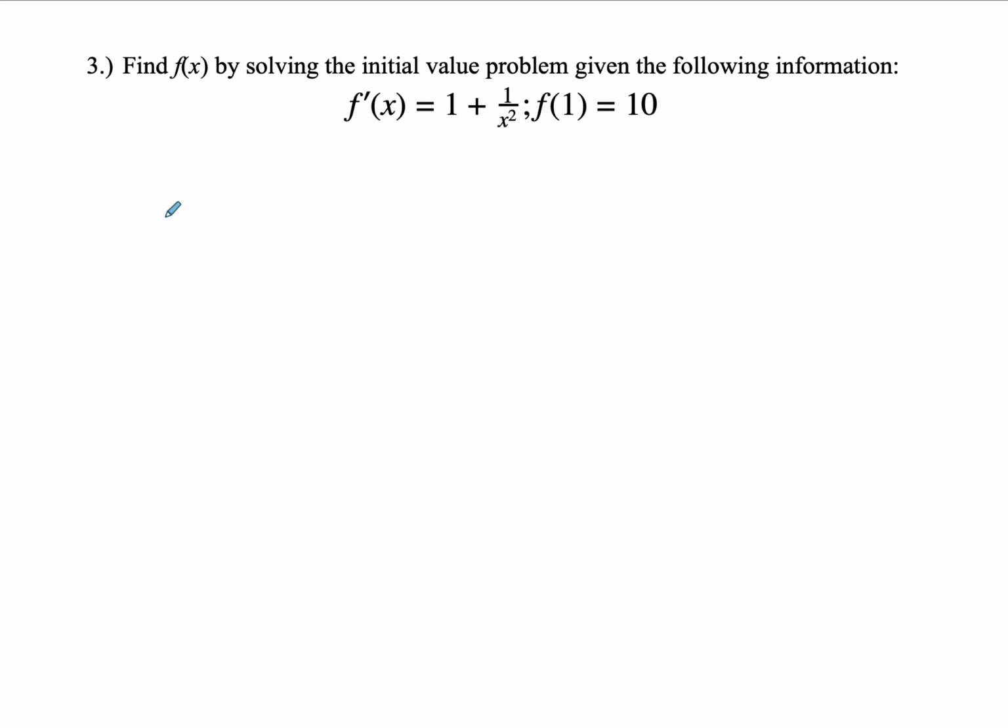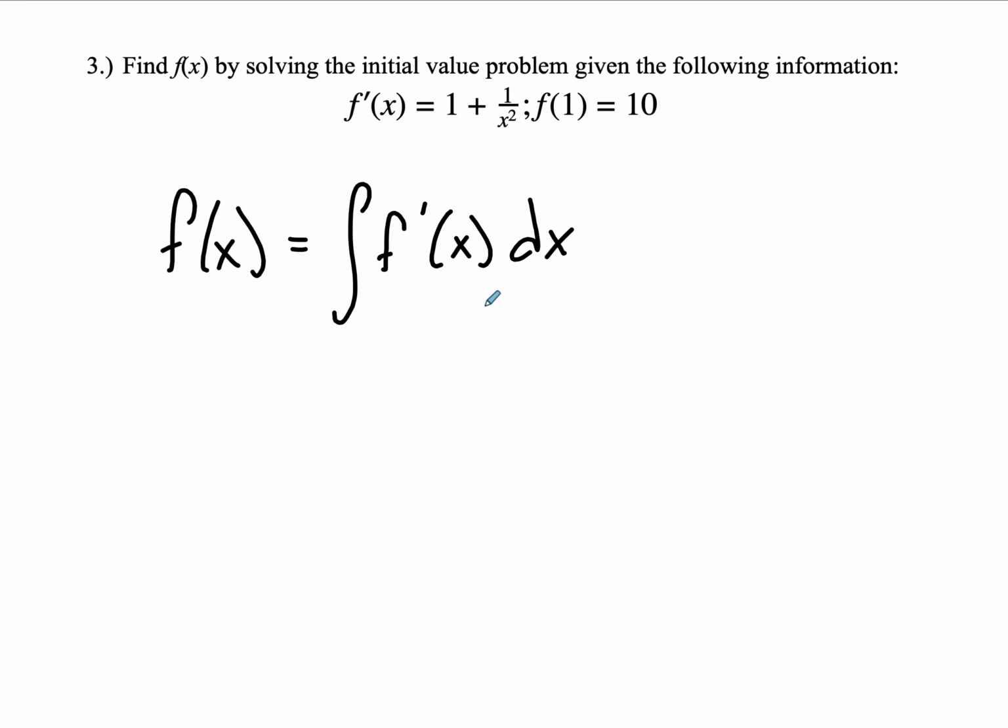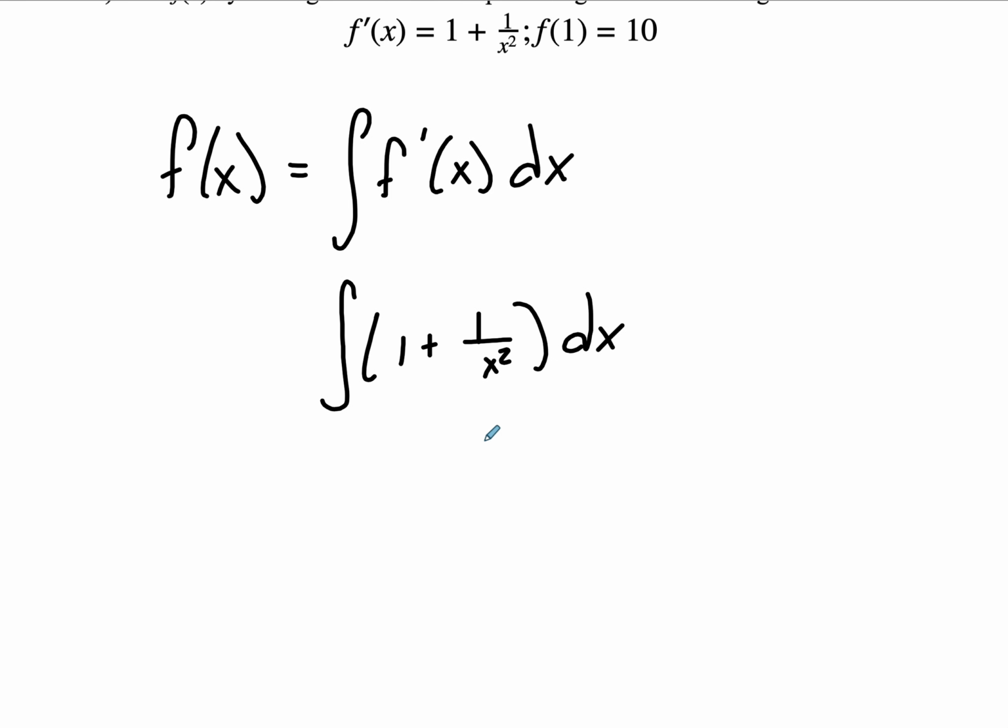So what I'm going to do is I know that f of x is equal to the integral of the derivative. So I'm going to do the integral of 1 plus 1 over x squared with respect to x. And I'll break this up piece by piece. So the integral of 1 with respect to x is x.